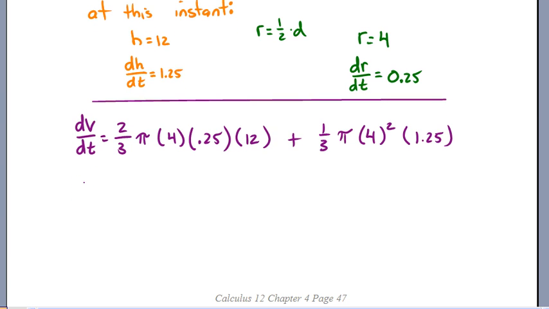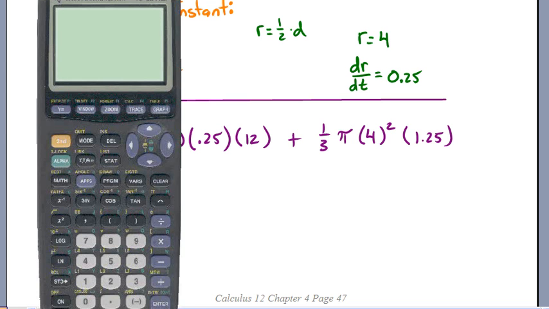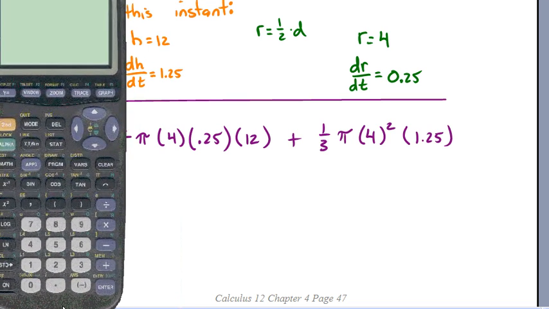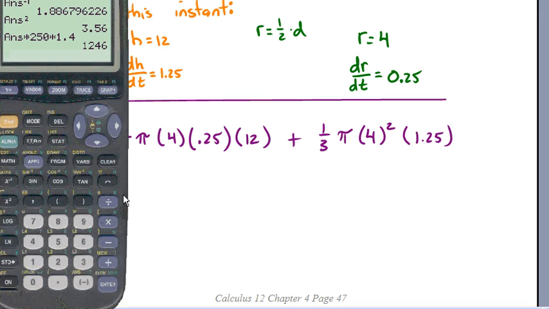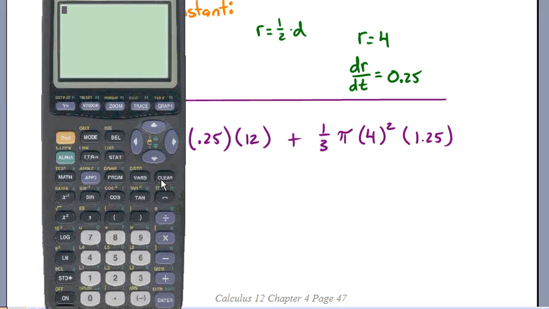Now, personally, I kind of like it if I can come up with some nice clean answers. I know we've talked about this before, but I'll just demonstrate this for you again. I might grab my calculator and avoid putting in the pi's, just to see what it looks like. So I'd be going, okay, 2/3 times 4 times 0.25 times the 12, add on, and again, 1/3, don't put the pi in, 1/3 times 4 squared times 1.25. This might look fairly clean.